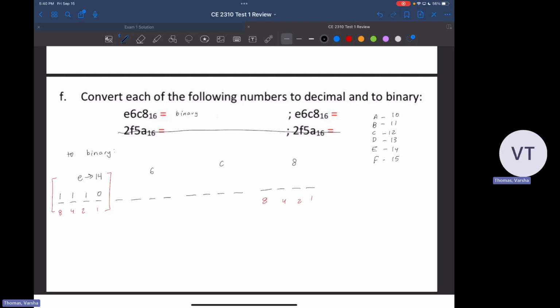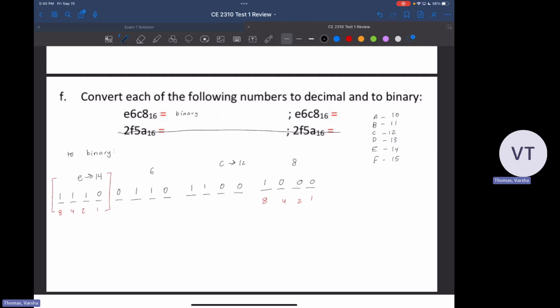Next one is 6, so we're going to have a 4 and a 2. I'm doing this kind of fast. If you are confused, please let me know. C will go to 12, so we have an 8 and a 4, and we don't need any others. And 8, we just have the 8-bit. And that is our full binary number out of the hex number.